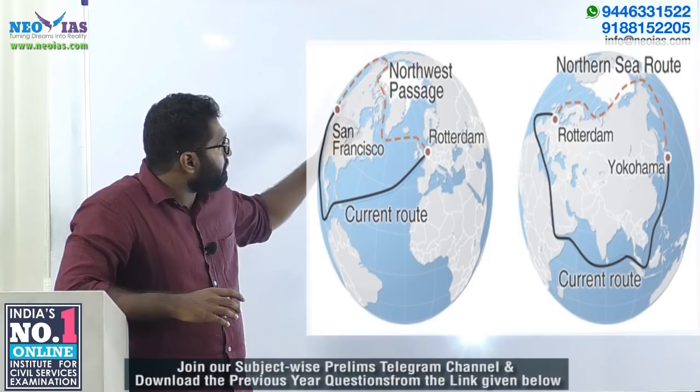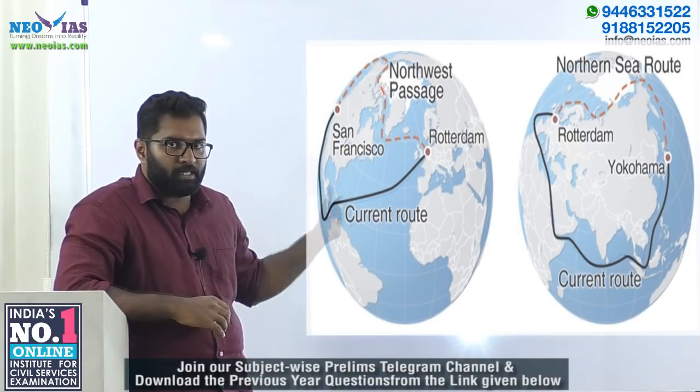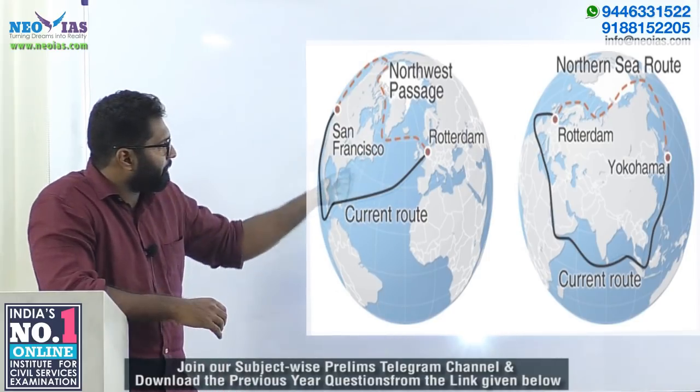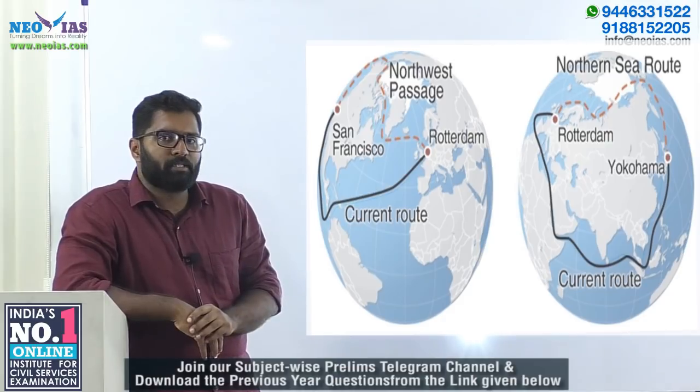They are the Northwest Passage and the Northern Sea Route. Okay, please see this image. One is the Northwest Passage and the other one is the Northern Sea Route.